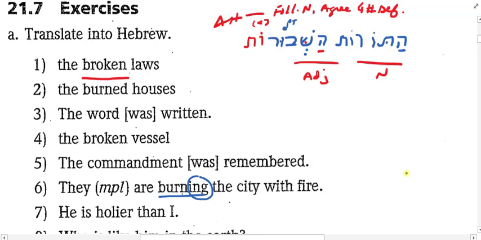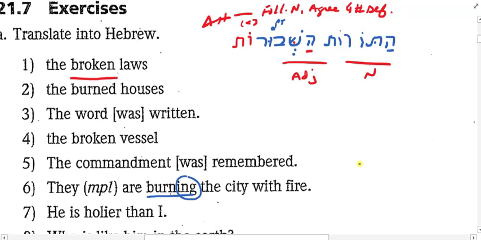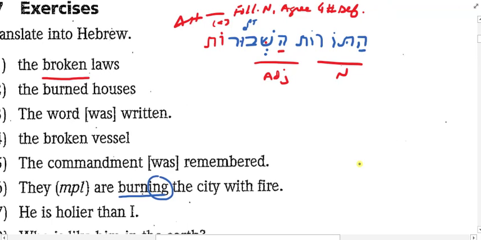Qotel, qotelet, qotelim, qotelot. So I need to remember how to say burn. What is that? Saraf. Saraf is my basic three root letters. Okay? So they is the pronoun. I need the pronoun of they, third masculine plural, and it's hem or hemma. We'll just make it a short hem, which is they.